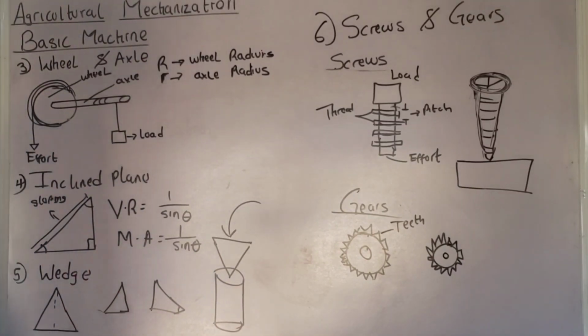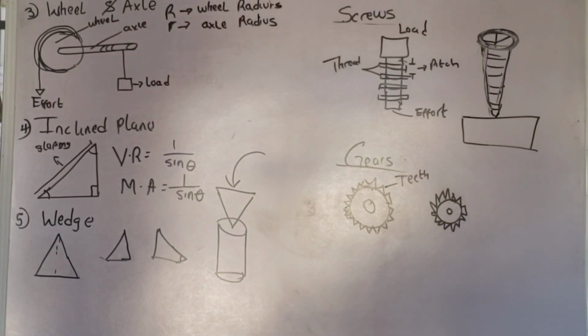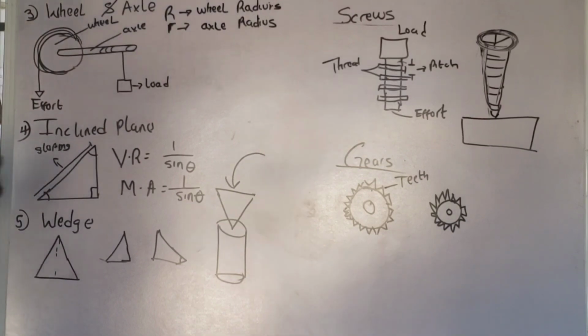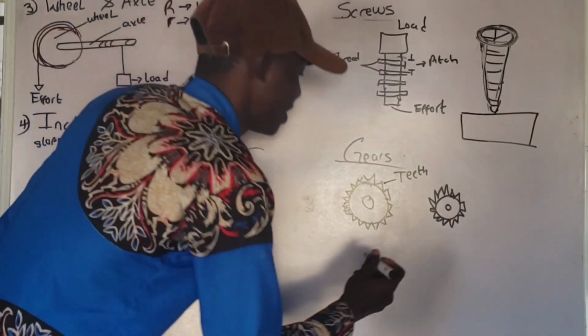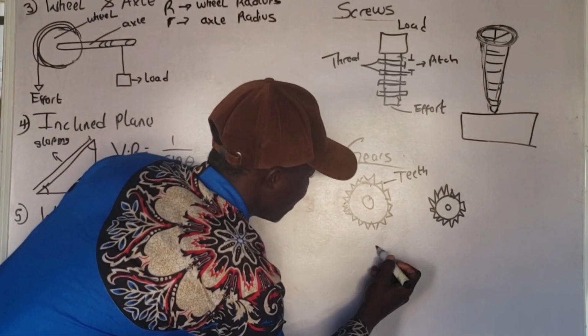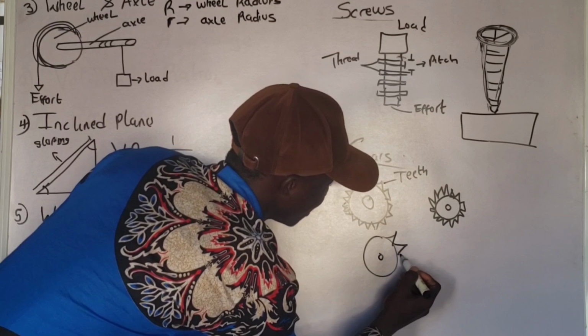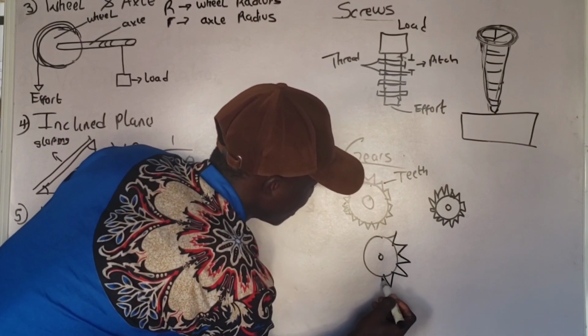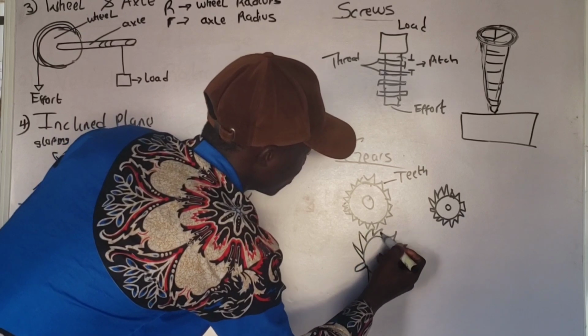To use gears to increase speed, we have to mesh two gears together. Don't forget the definition of gears: they are mechanisms that mesh together. So now let us mesh this gear and this gear together. If we mesh both gears together, we're going to have something like this.